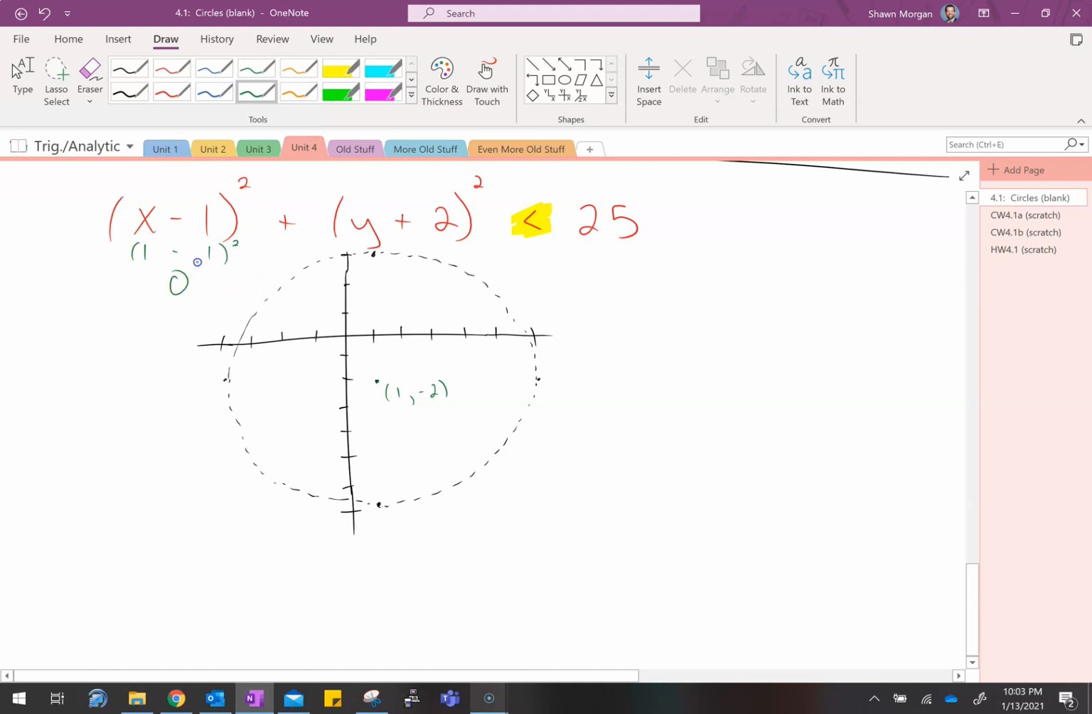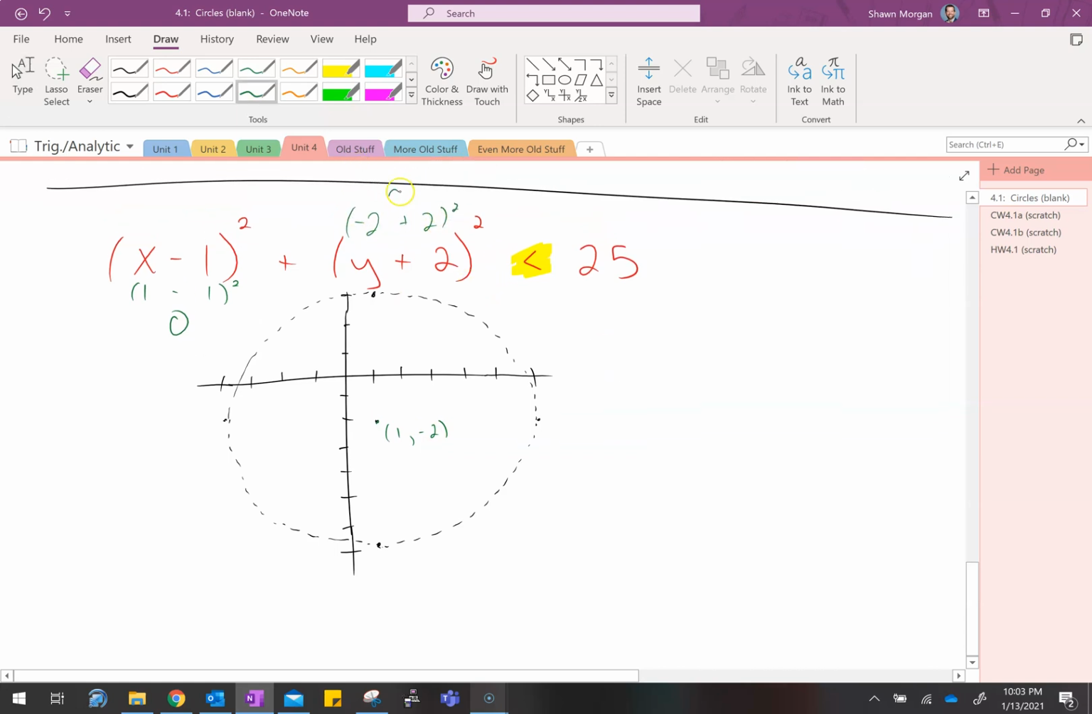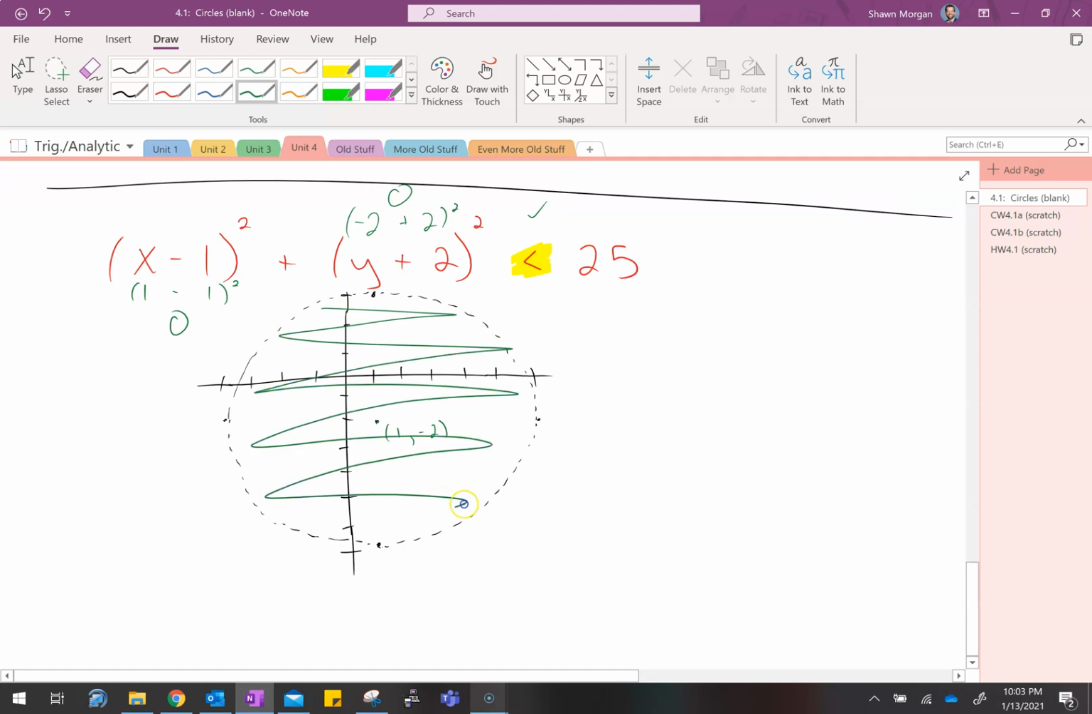Well, that's 0. And if I plug in -2, what's -2 plus 2 quantity squared? That also is 0. And so 0 plus 0 on that left-hand side is indeed less than 25. So that's a true statement. We want to shade over the region where we're getting a true statement. So we would shade inside the circle.